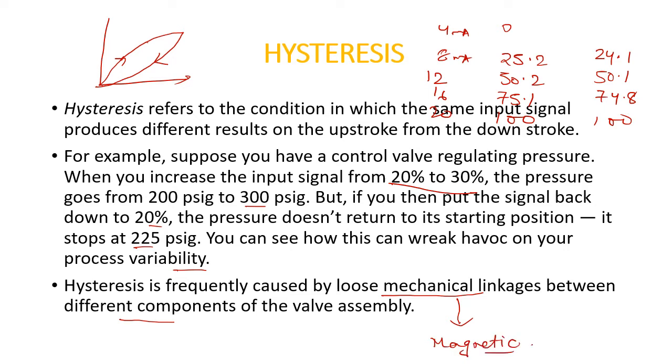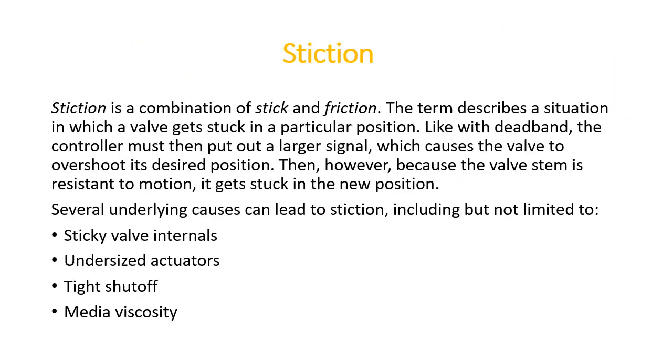So there is nothing to wear and tear in this case. With magnetic coupling, the hysteresis issue can be widely solved. And the third common problem is obviously Stiction. Stiction is a combination of stick and friction. The term describes a situation in which the valve gets stuck in a particular position.